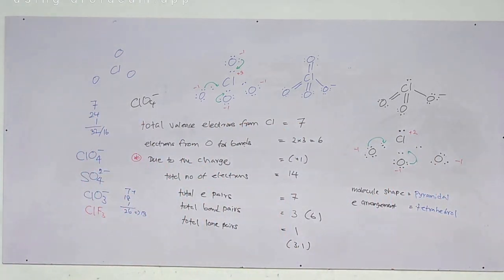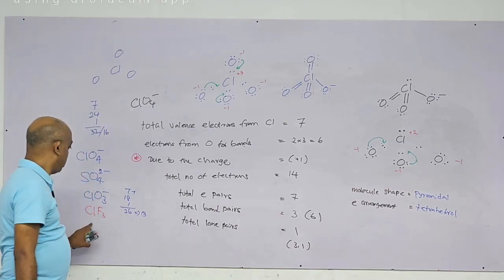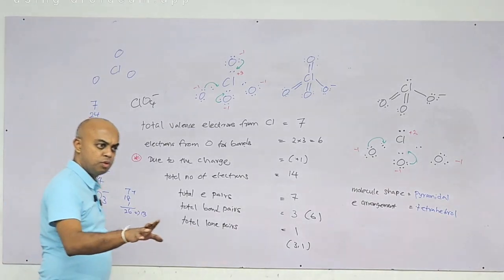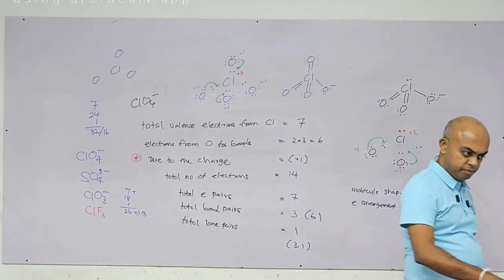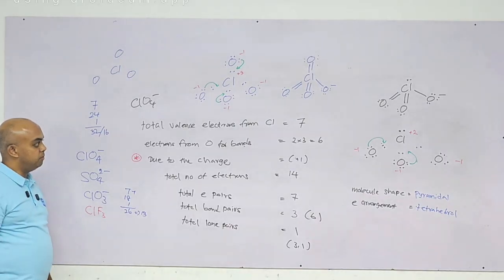Any questions? Right. Sorry, ClF3. The shape should be T. T shape ClF3, right? T or C? T. It should be T, right? Okay, good. So the shape is T.